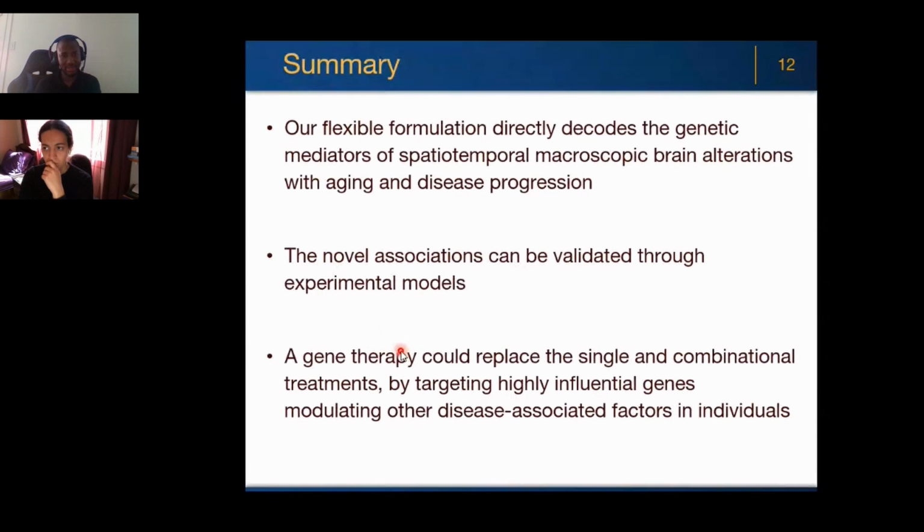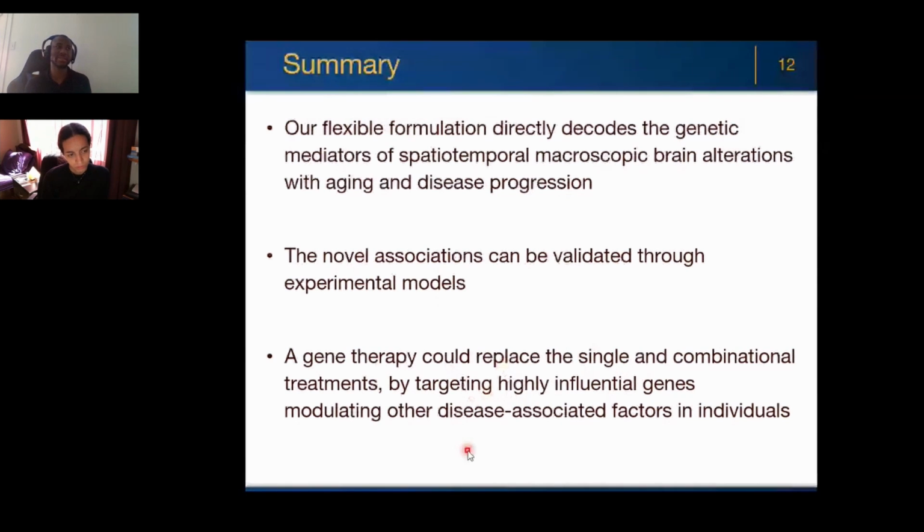And the novel ones that we also discovered can be validated through experimental models. And looking at therapeutics, the optimization that we did allowed us to look at the alterations in gene expression at the individual level, and we believe that this could be helpful for personalized treatment. And of course, there are some theories that believe that the cure to Alzheimer's disease might lie in combining different therapies. So, for example, targeting tau and amyloid at the same time.